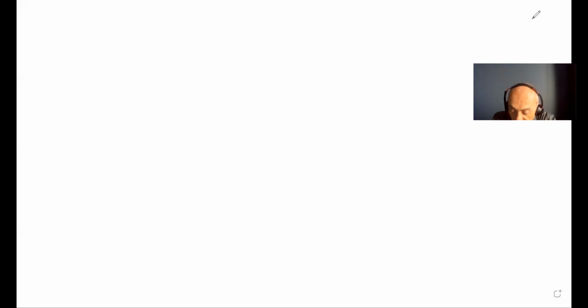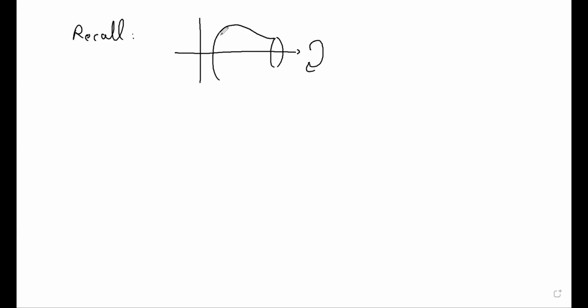All right, let's give an example. Let's see what we did yesterday. Recall, folks, from yesterday, we had a situation like this. We had a graph here, and we rotate it above the x-axis. If we rotate above the x-axis, we're going to get something that looks like a pot, right? So this is going to be our thing rotated above the x-axis.